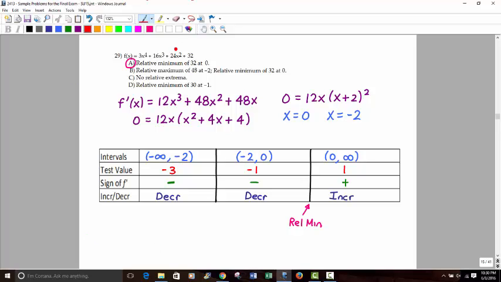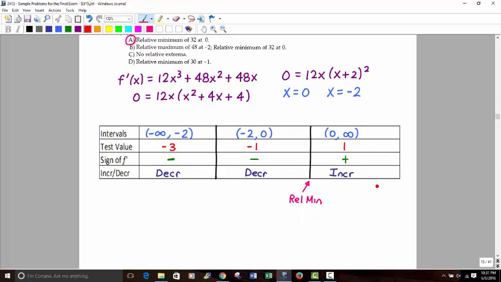Now the answer says a relative minimum of 32 at 0. So the 0 is the x value, which has to be the only answer because there wasn't a maximum. But 32 comes from plugging 0 back into the original function. And that's what the actual y value is. So that would be like saying the point is 0, comma 32. So yes, x equals 0, y is 32, that's your minimum. There was no maximum.